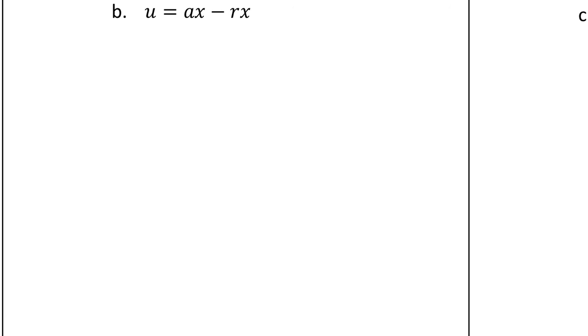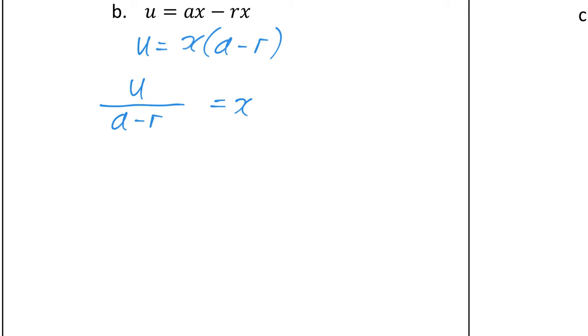Okay, this next example looks like it might be a wee bit easier. So we're going to just factorise this time. So take x outside a bracket, leaving you a minus r. Now this a minus r, the whole thing is multiplying the x, so the whole thing goes across and divides. And that's what you have. And again, you would rewrite that as your x is equal to u over a minus r.